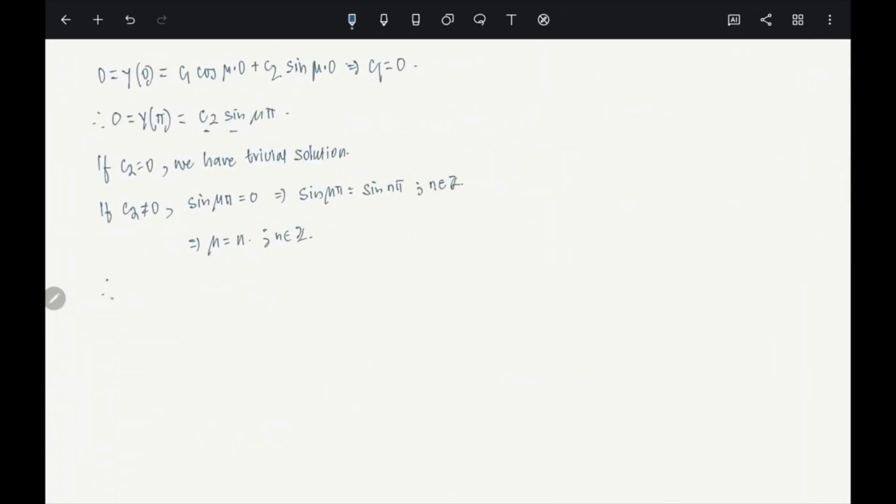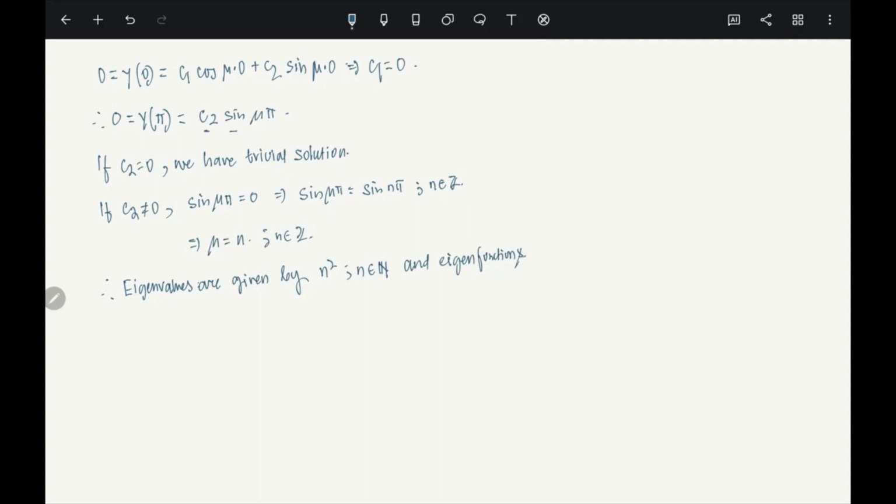So therefore, what are the eigenvalues? Eigenvalues are positive and given by lambda, which is mu square, and mu square is n square. So eigenvalues are given by n square, n in N, Z also doesn't matter. It is n square basically. And what are the corresponding eigenfunctions? What are the solutions of this?